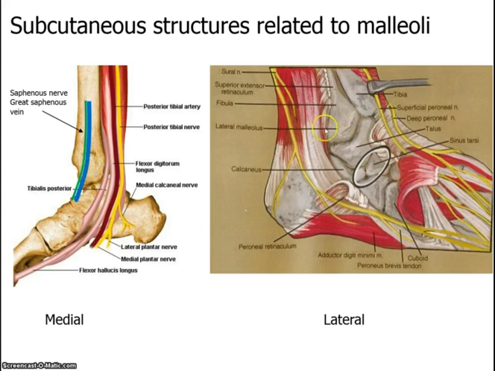Now this is the lateral malleolus. You can see the branches of the superficial peroneal nerve related to the lateral malleolus anteriorly, and the sural nerve related to the lateral malleolus posteriorly. In this diagram, the small saphenous vein is not seen.